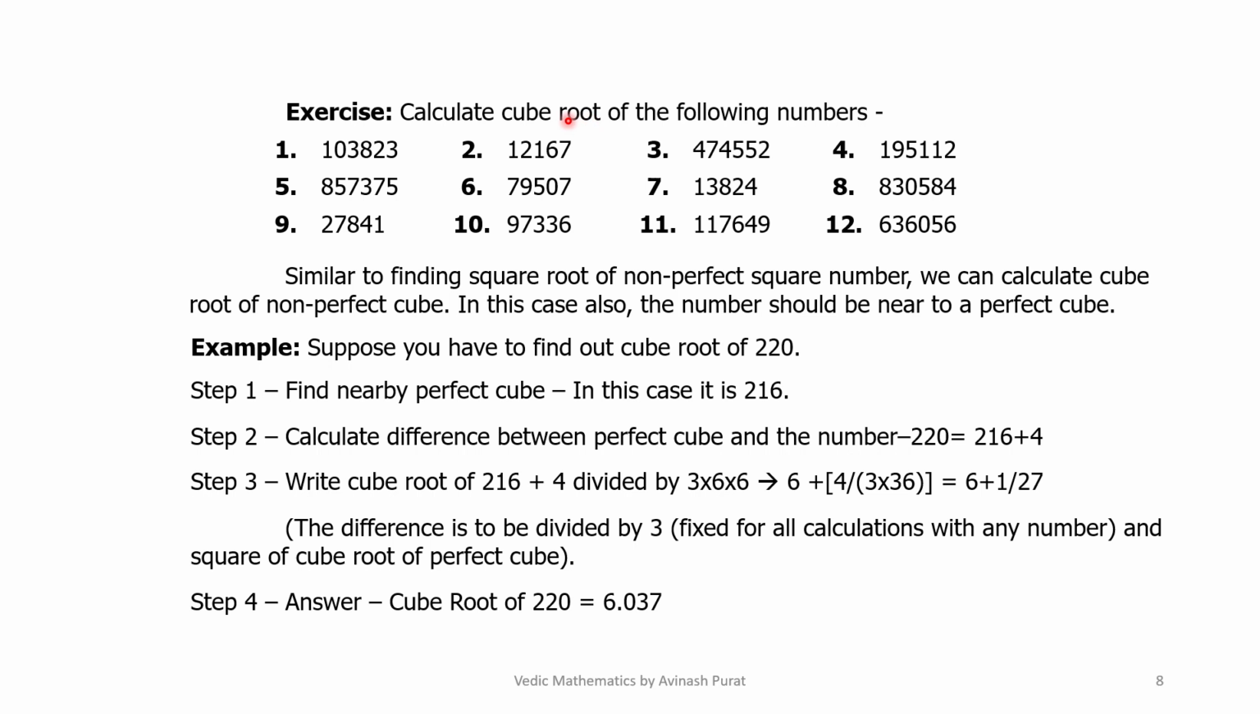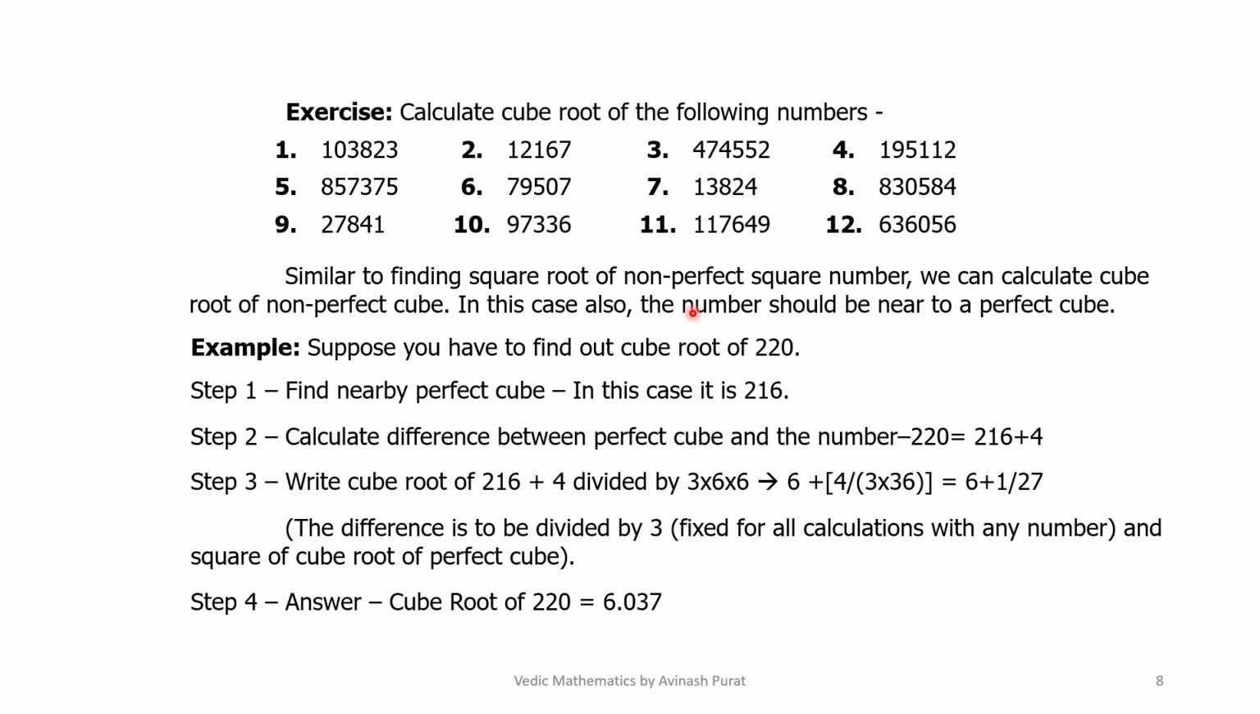Exercise: calculate the cube root of the following numbers: first, 103823; second, 12167; third, 474552; fourth, 195112; fifth, 857375; sixth, 79507; seventh, 13824; eighth, 830; ninth, 27841; tenth, 97336; eleventh, 117649; twelfth, 636056.